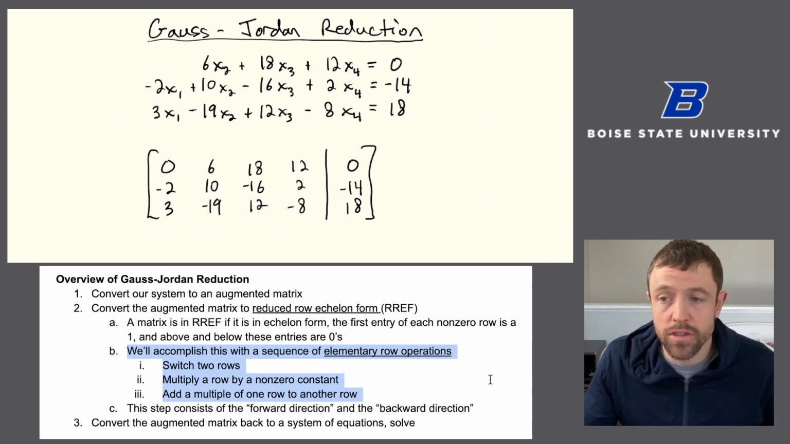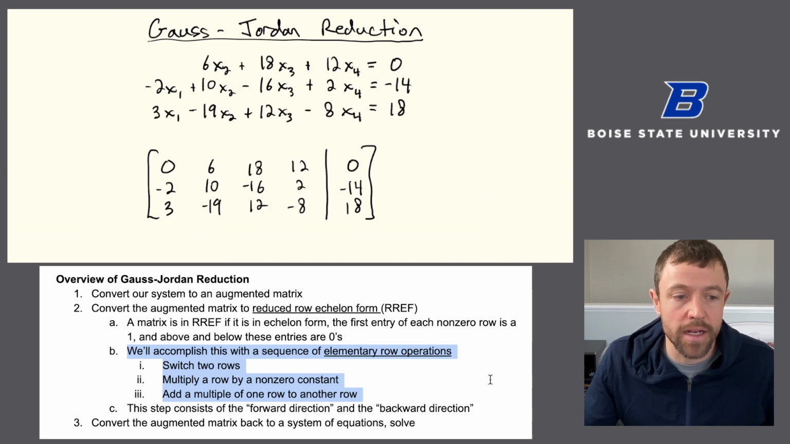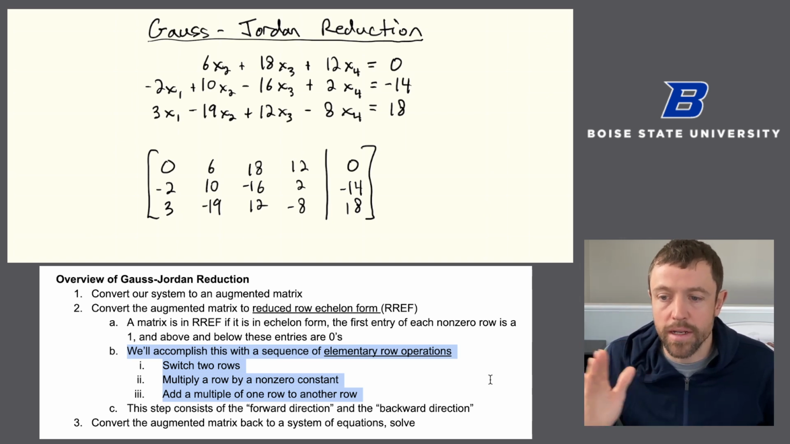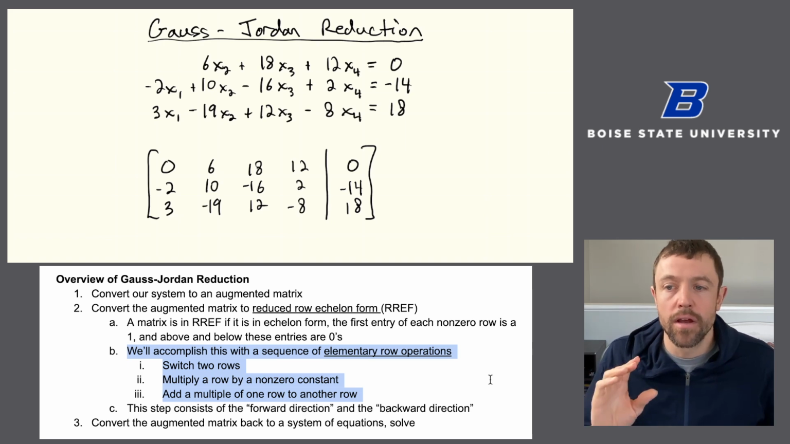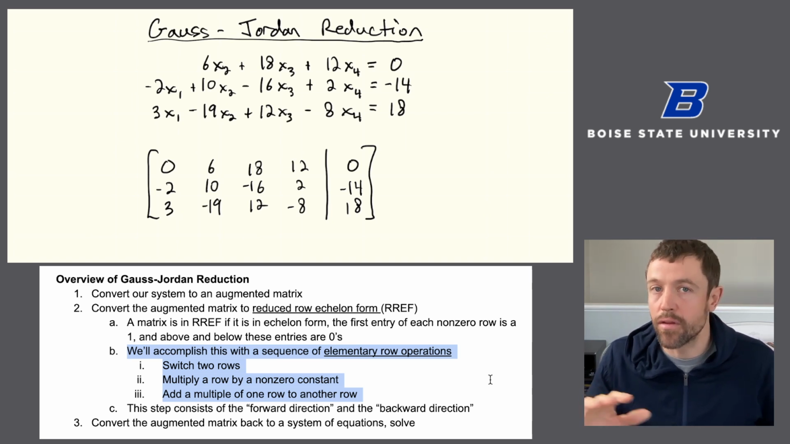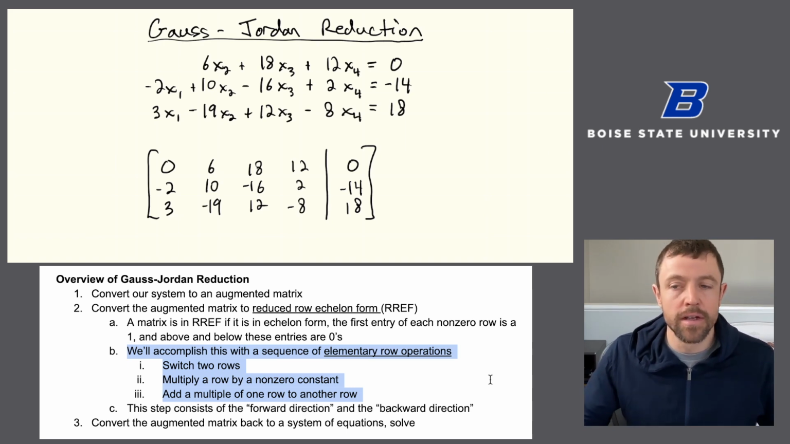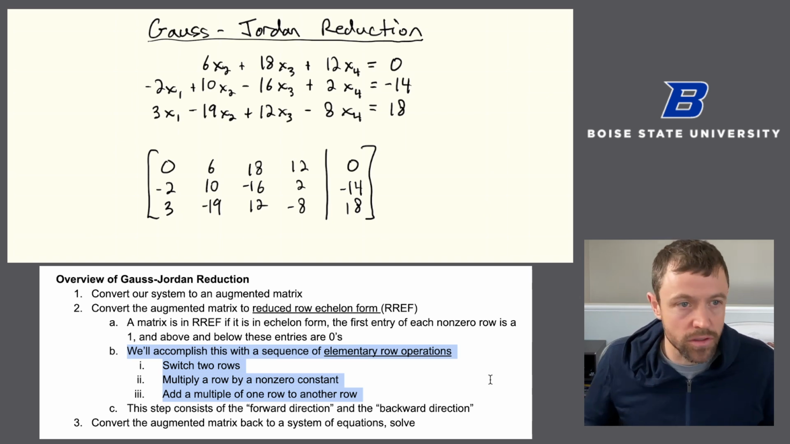So we'll either switch two rows, multiply a row by a non-zero constant, or add a multiple of one row to another row. And we'll never do more than one of these at the same time. At the end of the video, I'll address that there are rare situations when you can do more than one row operation at the same time, but it's really important that we go one at a time so that we know that our resulting system, after applying the operation, is equivalent to the original system. Otherwise, we won't know that we haven't gotten rid of or introduced new solutions.